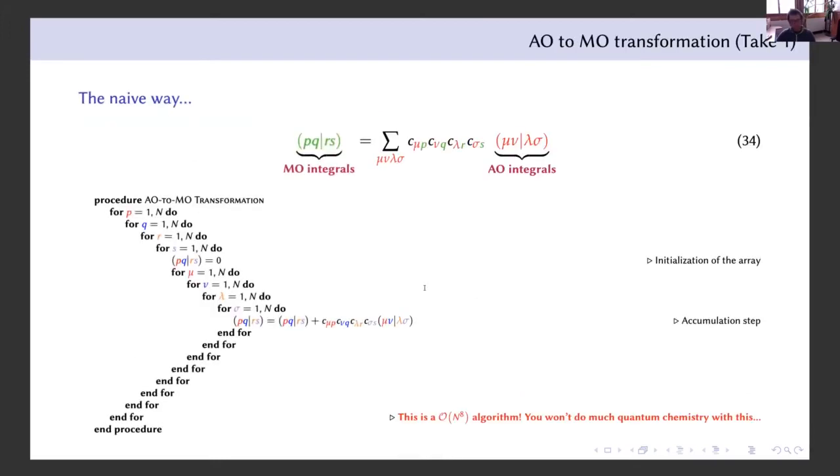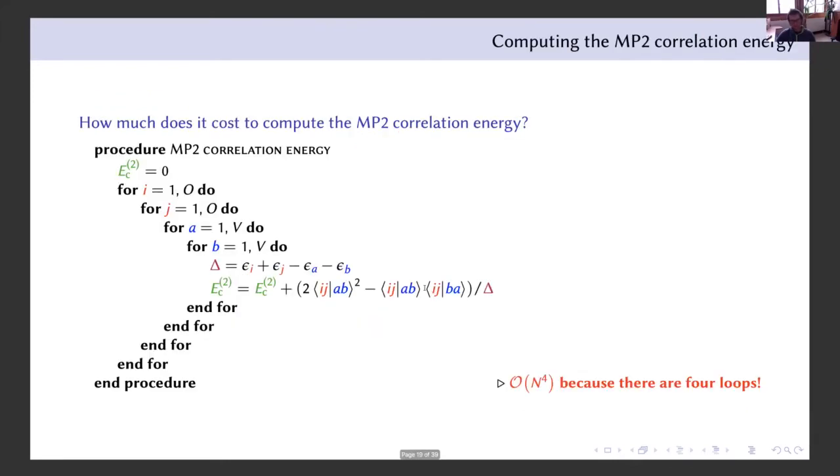Okay, so I'm going to tell you, yes, you're right, but we forgot something, is that those integrals over here are not integrals in the AO basis. They are integrals in the MO basis, okay? And that's a massive difference.